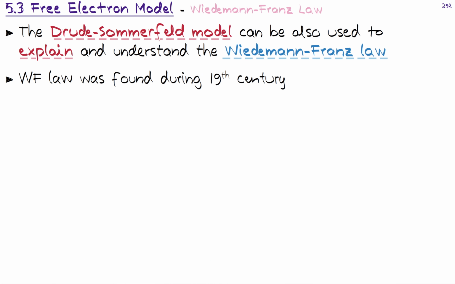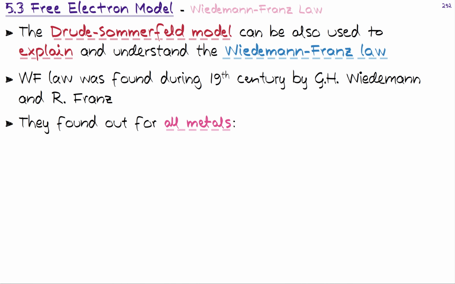It was found already during the 19th century by G.H. Wiedemann and Robert Franz. And essentially, this is based on measurements, on experimental data. So they did not come up with this law by making a derivation, with initial calculations or pen and paper, like a theory derivation, but rather they discovered that metals seem to comply with this law. So hence it's an empirical law.